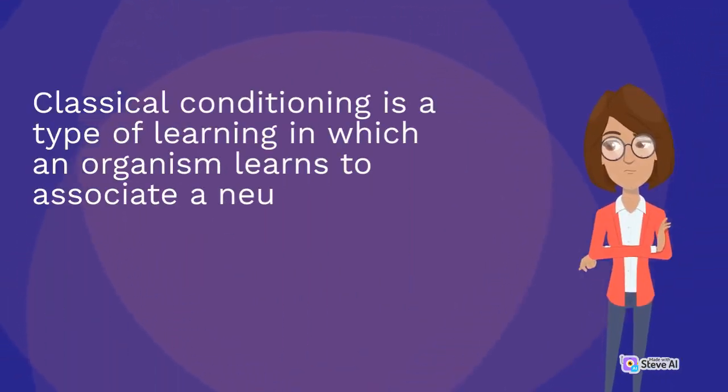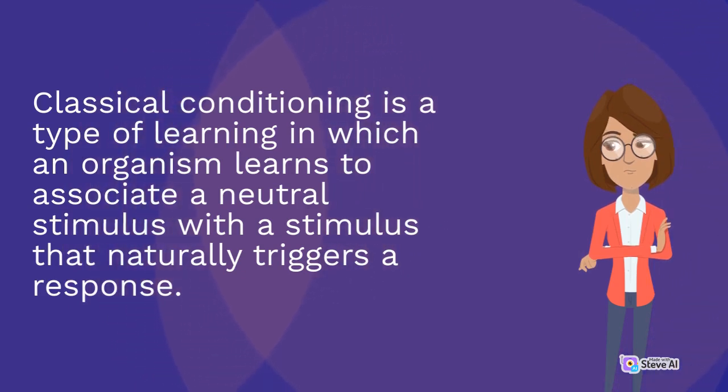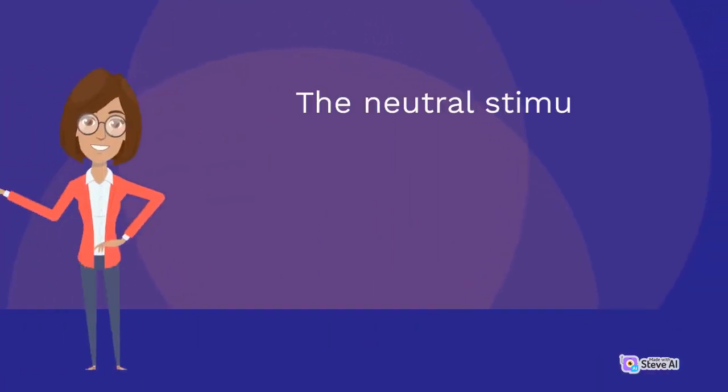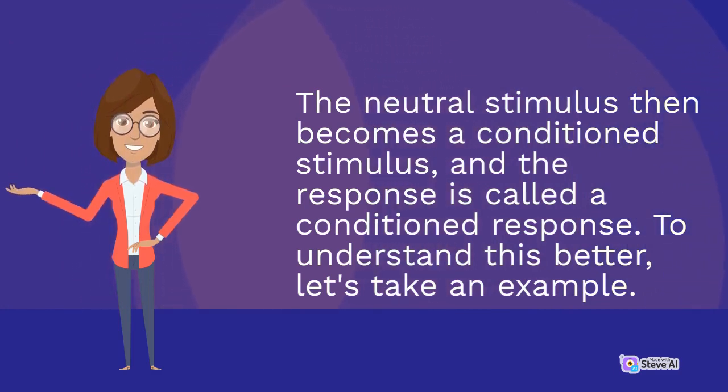Classical conditioning is a type of learning in which an organism learns to associate a neutral stimulus with a stimulus that naturally triggers a response. The neutral stimulus then becomes a conditioned stimulus, and the response is called a conditioned response. To understand this better, let's take an example.